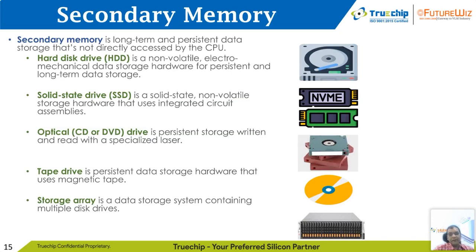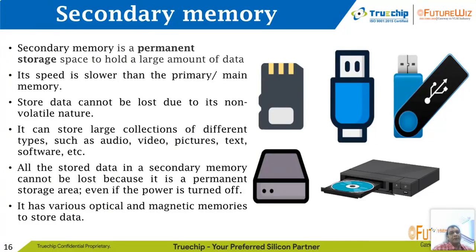Nowadays, some companies might be using this for backup, but typically it is not being used much. Then storage array is another data storage system containing multiple disk drives. So you can have an array of disk drives, and you can call it a storage array. Secondary memory is permanent. I will say kind of permanent because it doesn't stay forever. It can store data even when the power is not there. So it keeps the data with itself for quite some time. So you practically can call it permanent.